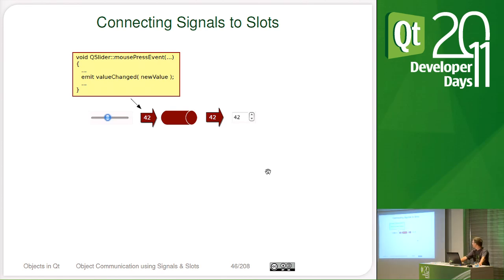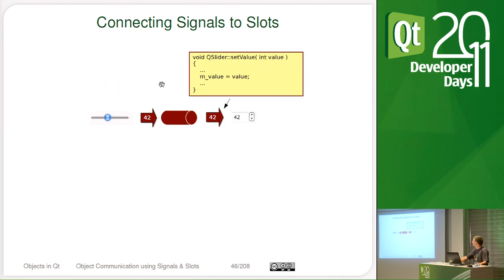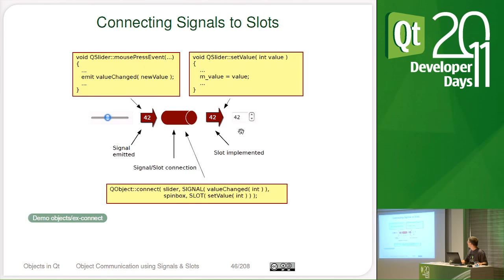On the sender side, we have a place where we have to emit the signal. In this case, when the user moves the slider within our mouse press event, we emit the valueChanged signal with a new value. And on the receiver side, we just implement a slot where we set the new value and update our control. So these are the three things we have to follow to create a signal slot connection.